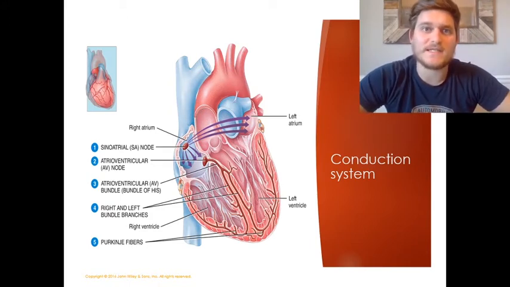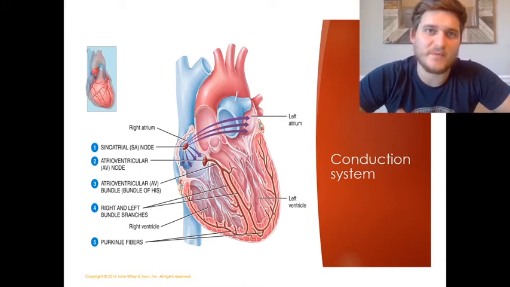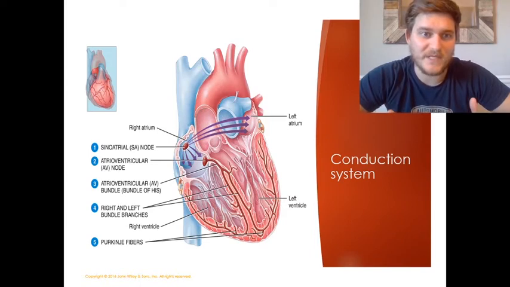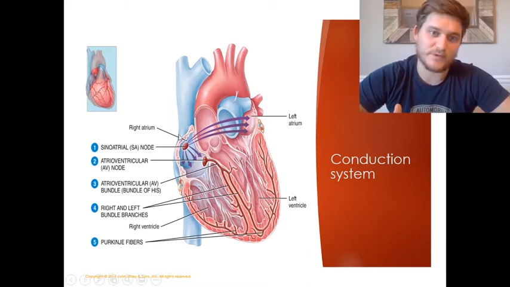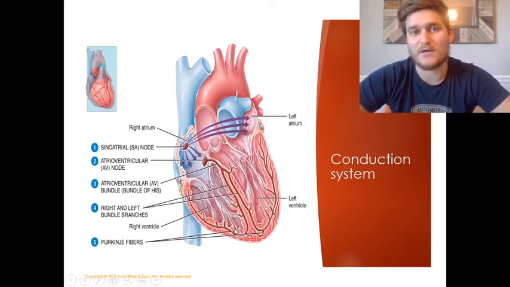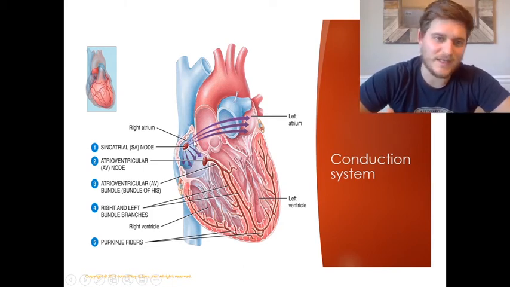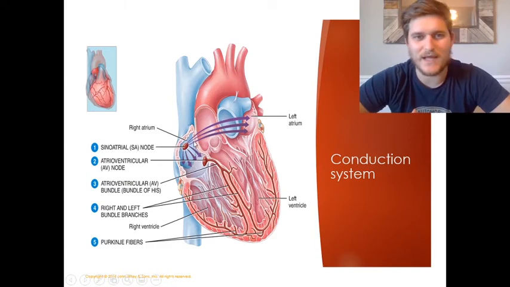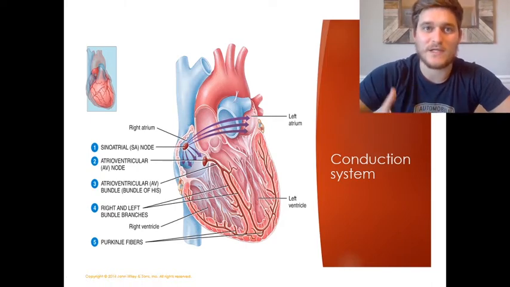Again, we call the SA node the pacemaker of the heart because it's going to basically determine how many times per minute the heart will beat. When it's producing action potentials more quickly, the heart rate will go up. If it's producing action potentials less quickly, heart rate goes down. You may have heard of pacemakers because some people have problems with conducting that current throughout the heart, so they need to have these pacemakers put in place in order to help generate those clean action potentials.